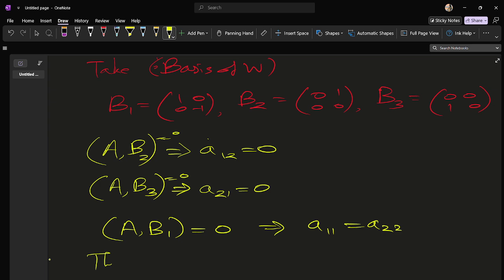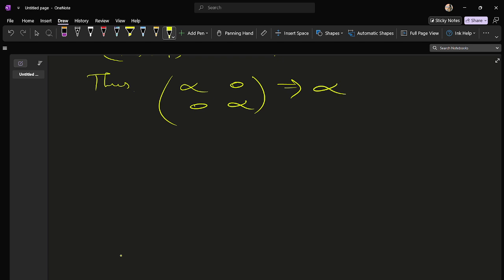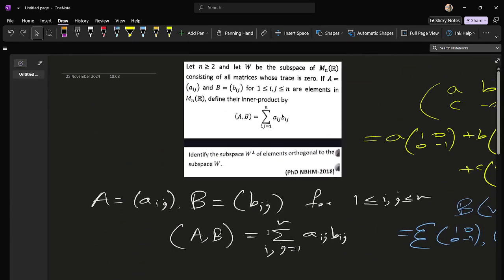So thus my matrix will look like alpha 0, 0 alpha. That is, we can say it is alpha I. So this process can be generalized to all n belonging to the natural numbers. So this is the correct answer, I think.